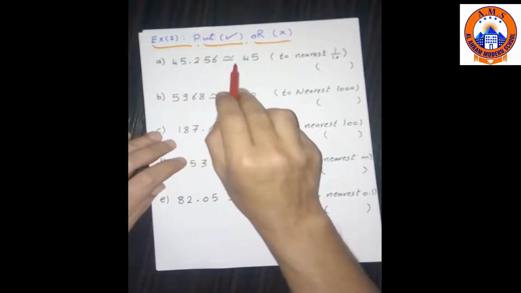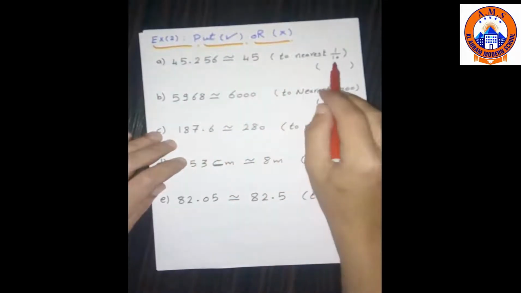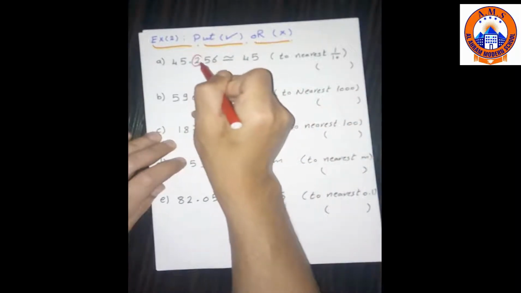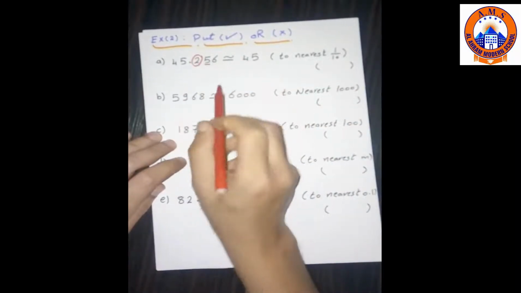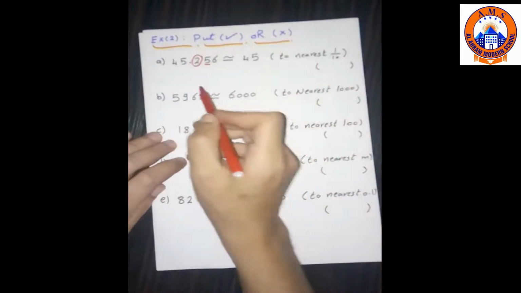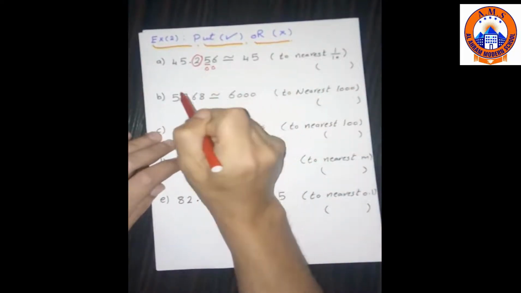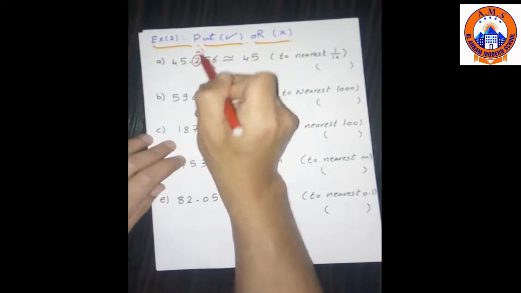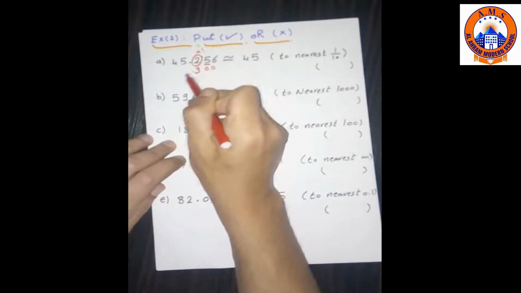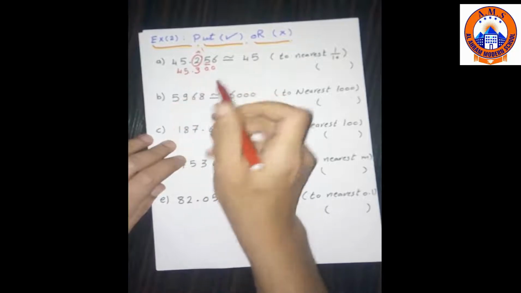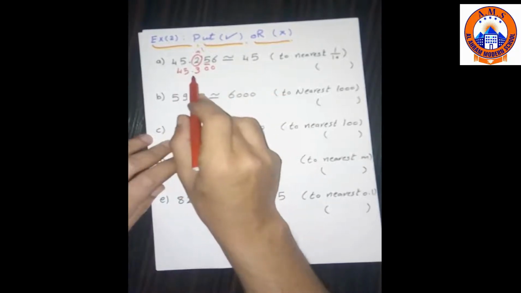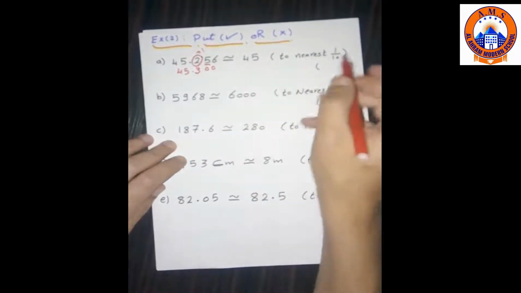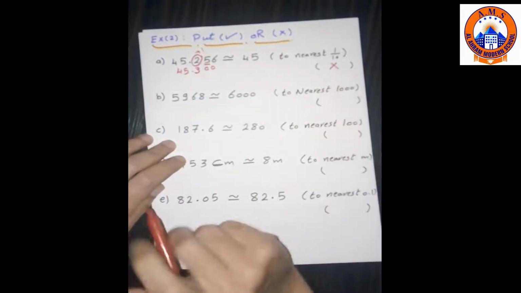45.256 is approximately equal to 45 when approximated to the nearest tenth. Where is the tenth digit? It is the 2, and the following digit is 5. To approximate this to the nearest tenth, all the following digits turn into zeros, and because 5 is a rich number, it will increase this 2 by 1, so 2 will become 3, and we have 45. So the correct answer must be 45 and 3/10, but he says that the answer is 45, so this is a wrong statement.